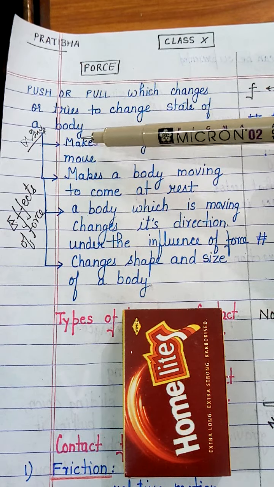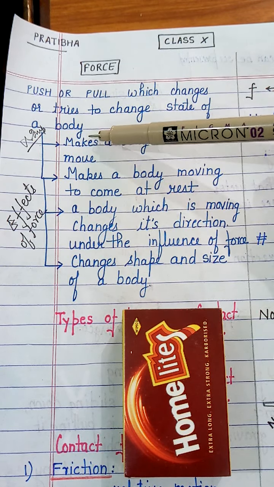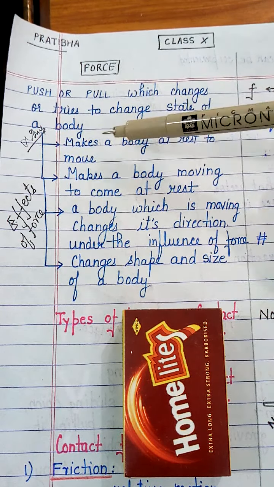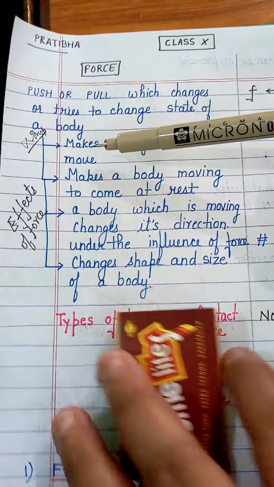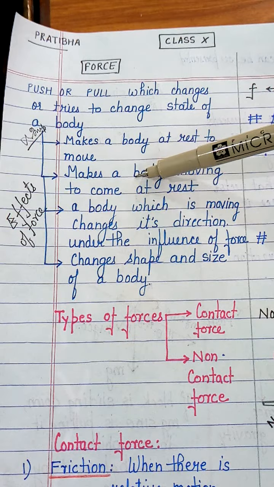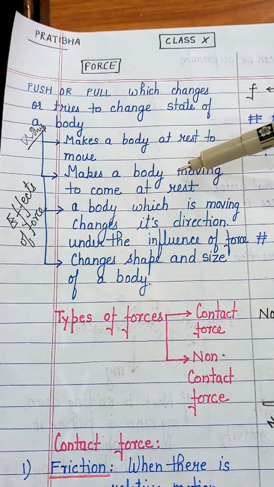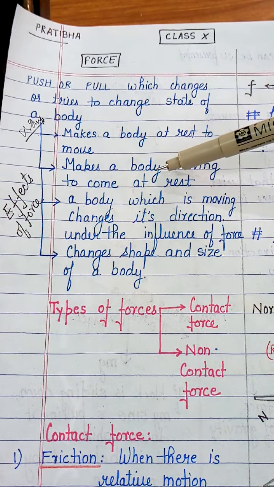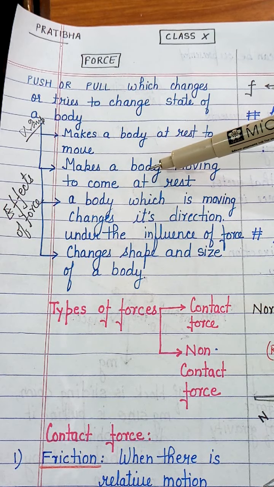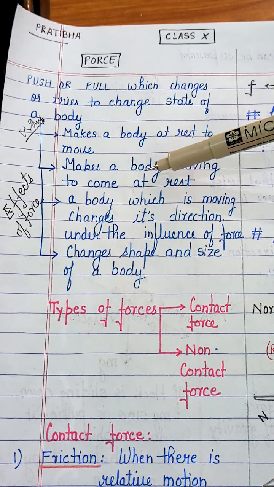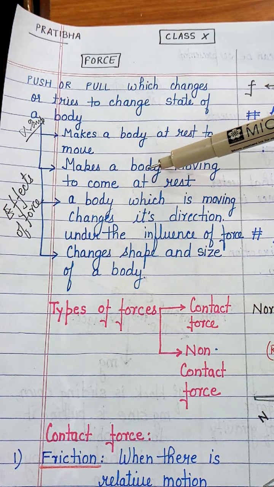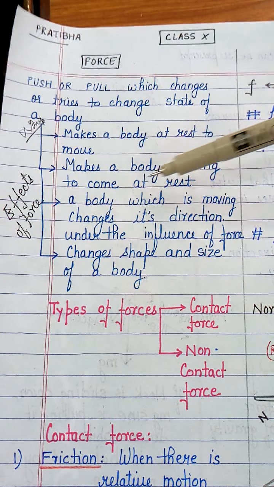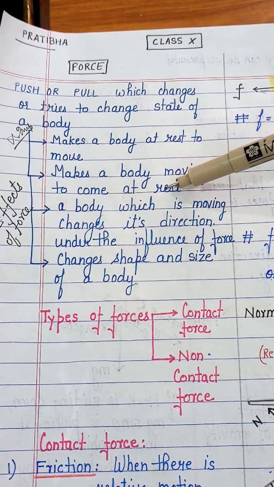Now, effect of force, a very popular question in ICSE board. Which type of effects we can relate with the force? See, force makes a body at rest to move, right? Then force makes a body moving, which is already moving, to come to rest. Now take an example. You are going through your scooter and then you apply brakes. First, the speed of scooter decreases and then finally it comes to at rest. So brake apply the force to make the body which is moving to come to rest.